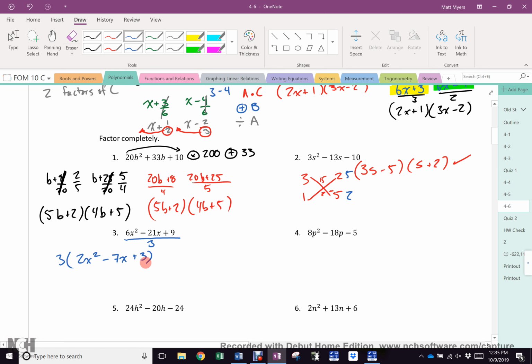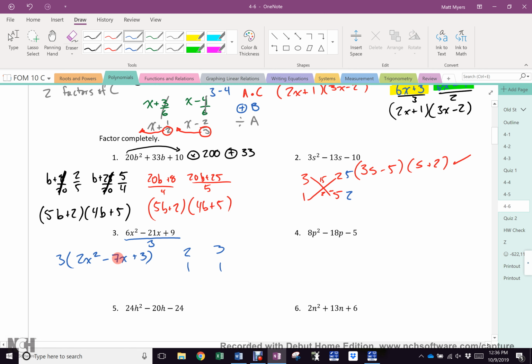Is this a good guess and checker? Why? They're little numbers, aren't they? There's no real choices. 2 and 1, 3 and 1. Let's go straight across first. 2 times 3 is 6. 1 times 1 is 1. Do 6 and 1 get me 7 in any way?